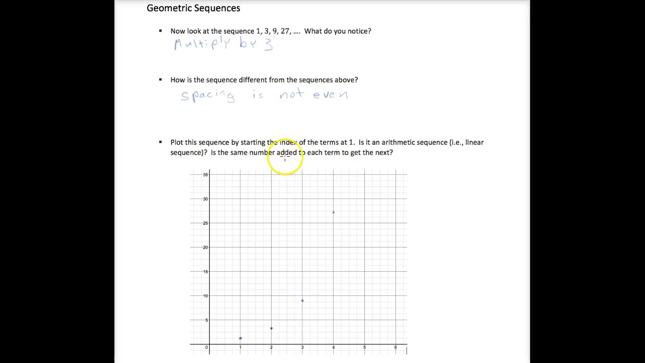Is the same number added to each term to get the next? Our answer is no. Is it a linear sequence? No. A sequence is called geometric if there is a real number r such that each term of the sequence is the product of the previous term and r. This is where you have to remember product means multiply. We already discovered that we were multiplying by 3, so is this a geometric sequence? The answer is yes.